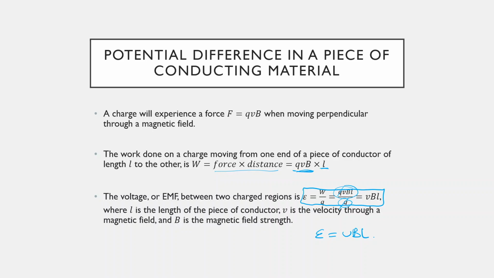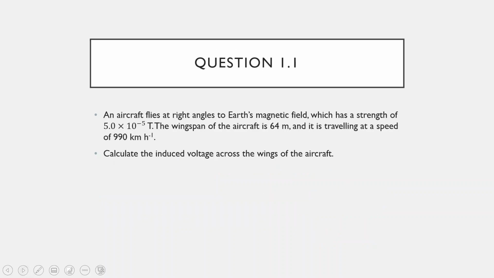Okay, but if you were to get something like this, just know that a conductor of length L dragged through a magnetic field of strength B at a velocity of V gets an induced EMF of size epsilon. Let's just do a couple of questions based on this.